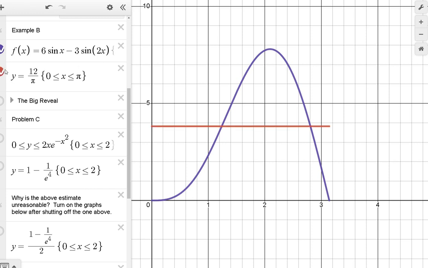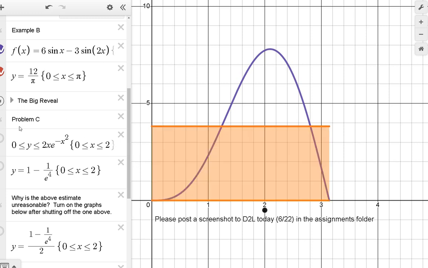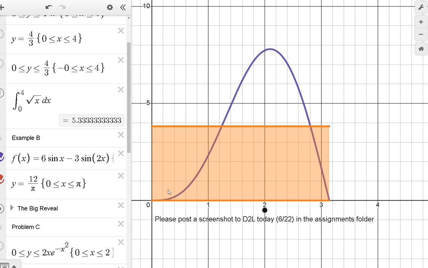So the average value, here's your average value. Your average value should be somewhere in the middle, like that. So, there you go.